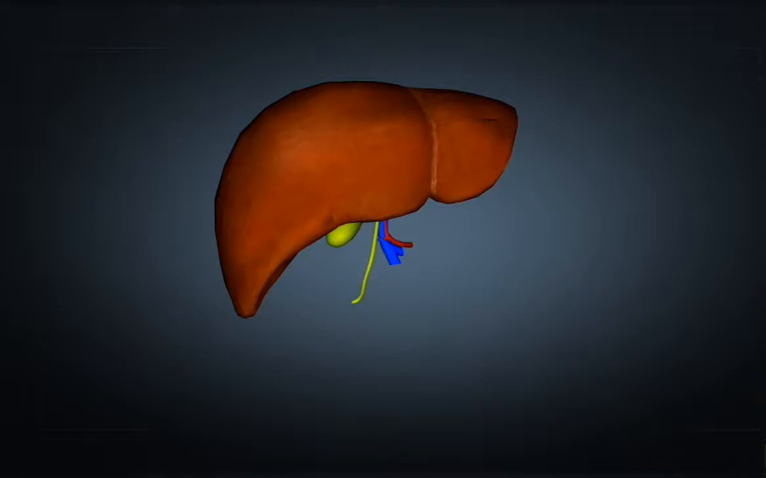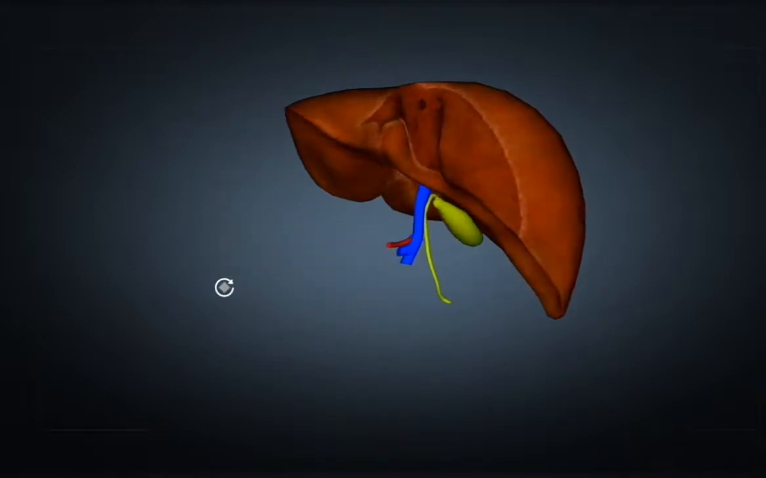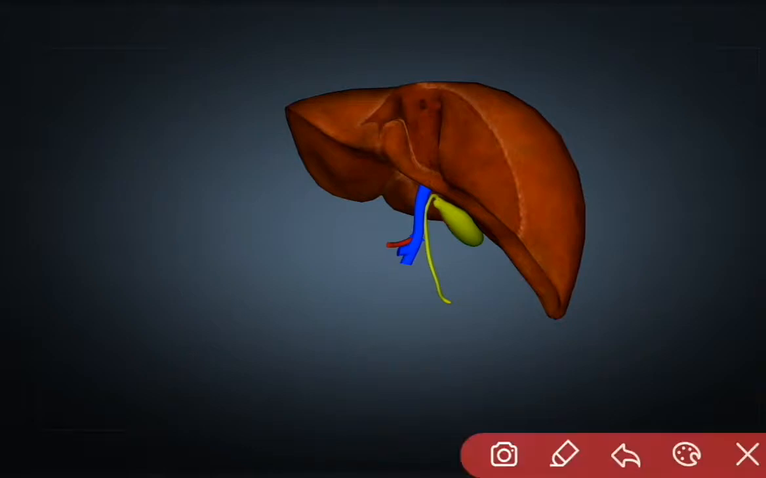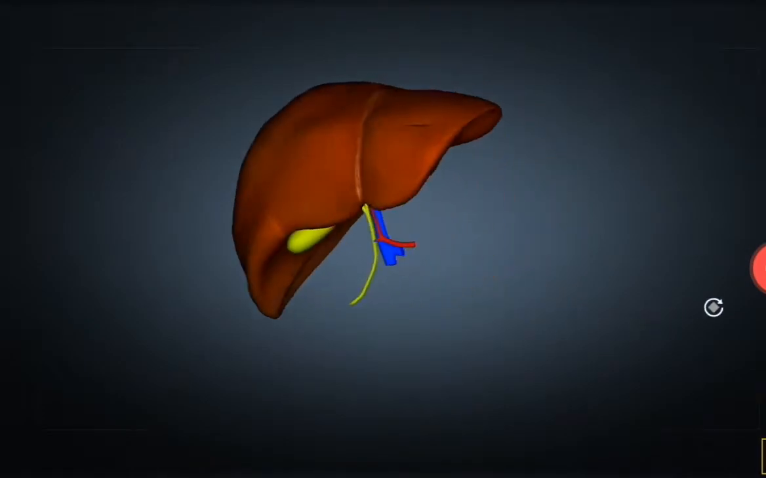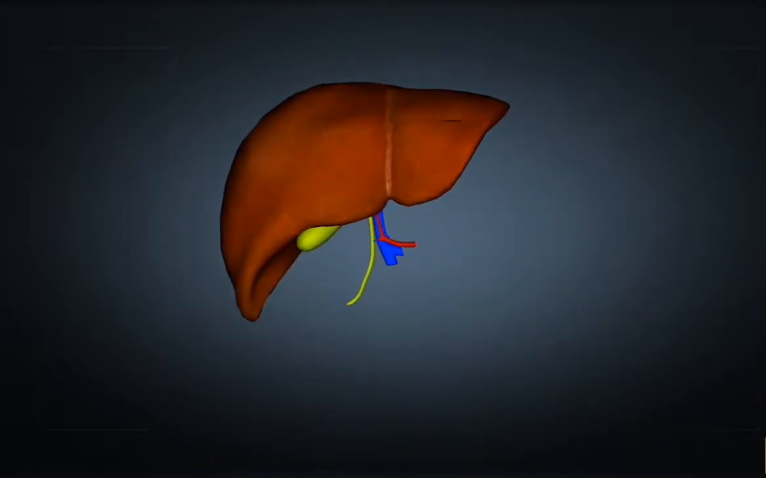Now the posterior surface is mostly related to the diaphragm, and it has a bare area. Here the bare area is located. Here the groove for IVC. This is the gallbladder. So the diaphragmatic surface is mostly related to the diaphragm.